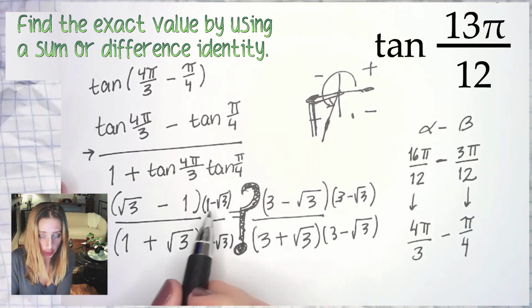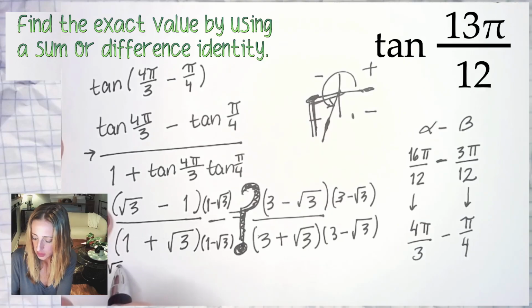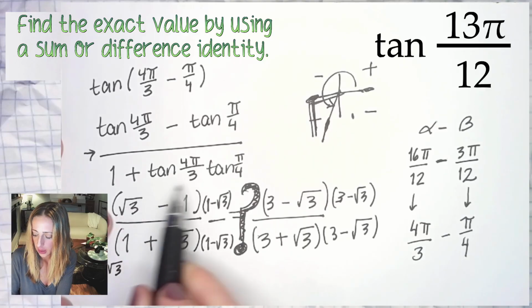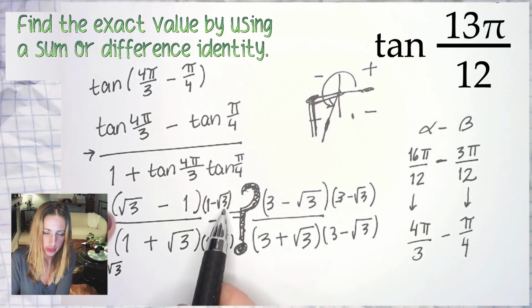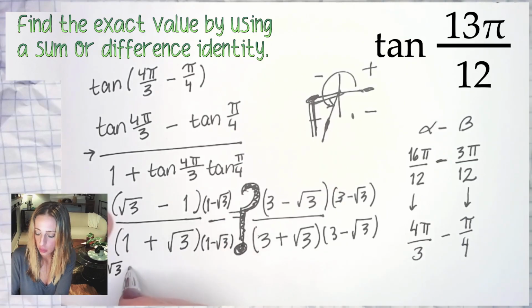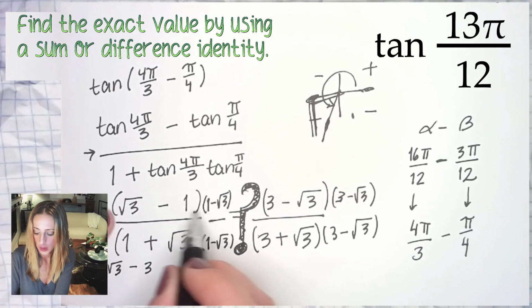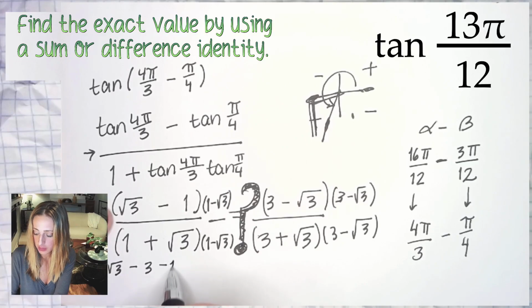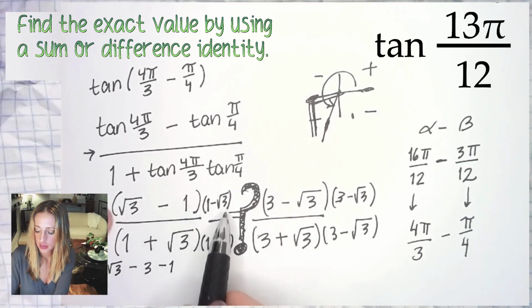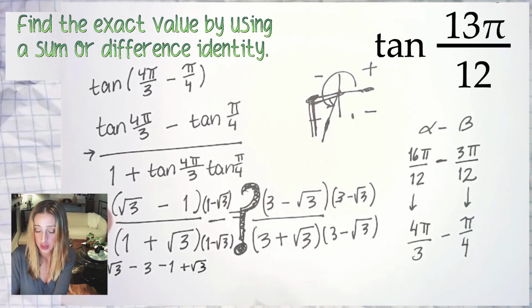We're going to use FOIL: first, outer, inner, last, right? So root 3 times 1 is root 3. Outer, radical 3 and radical 3 is radical 9, which is 3, and it's negative, so minus 3. Inner, 1 times 1 is 1, negative 1. Last times last, negative times negative is positive. 1 times root 3 is root 3, so plus root 3. That's my numerator right over here.